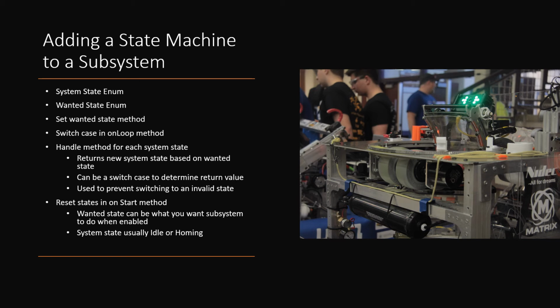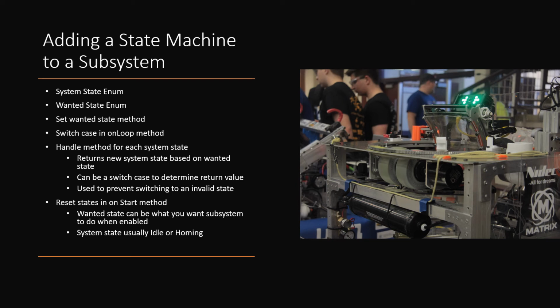So in order to actually set the system to what you want it to do, you would use a setWantedState method. Now, the state machine is basically made up of a switch case statement, and you'll see this contained in the onLoop method. So what it's doing is continuously looping this switch case statement and switching between the different system states. Now, for each system state, we have a handle method, and this is what returns the new system state based on what the driver set the wanted state to be.